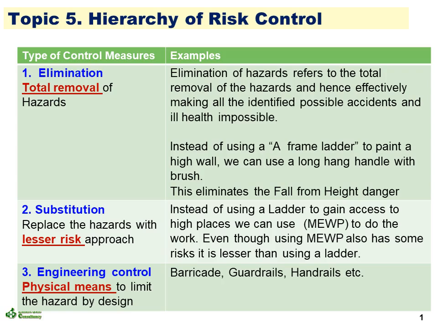After finding the risk level, now we are going to learn about the steps involved in controlling the risk in the topic 5. Hierarchy of risk control. Type of control measures. 1. Elimination, total removal of hazards. Examples.